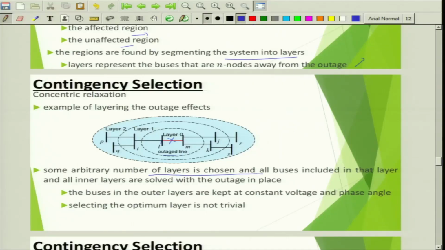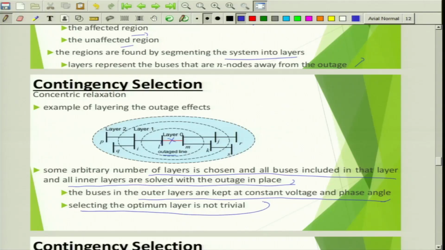But let's say layer 10, layer 12, that is not of much significance, because the effect will not be so critical in the far away layers, correct. So some arbitrary number of layers is chosen and all buses included in that layer, and all inner layers are solved with the outage in place, right. So the buses in the outer layers are kept at constant voltage and phase angle. To solve this, you need to assume the other bus voltages and phase angles are constant, but selecting the optimum layer is not a trivial solution, it's an arbitrary approach itself. So you can consider this also as layer 0 itself. It depends upon the individual designer.